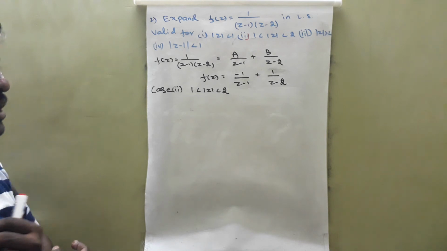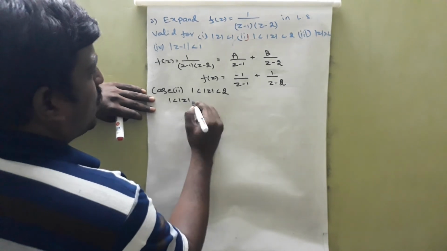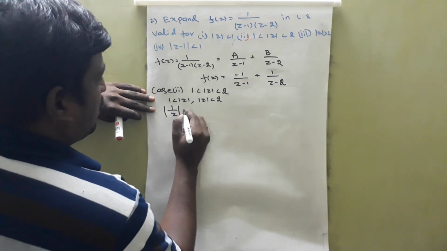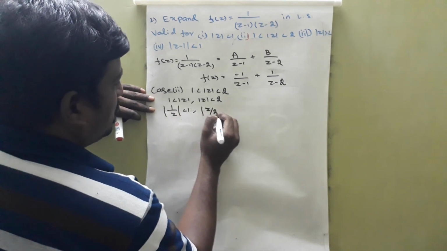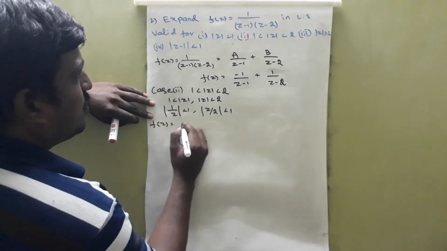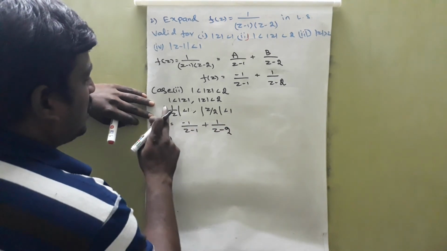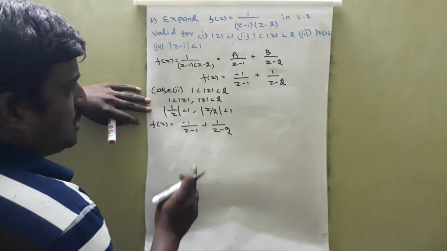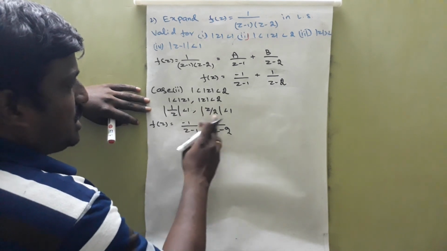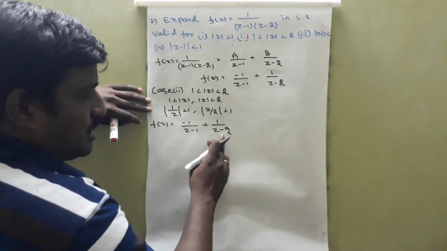Okay, now I have case 2, 1 less than modulus of z less than 2. Similar to the previous problem, just split it into 2 parts. 1 less than modulus of z less than 2. Finally I have modulus of 1 by z less than 1 and modulus of z by 2 less than 1. What's my function? My function f of z equal to minus 1 by z minus 1 plus 1 by z minus 2. In this condition I have 1 by z, the term containing 1 by z. So this condition is applicable for this term. This condition contains z by 2, this term containing z and 2. So I have to apply this condition for this one.